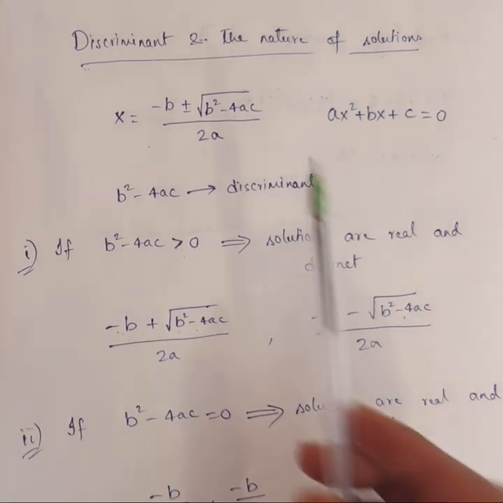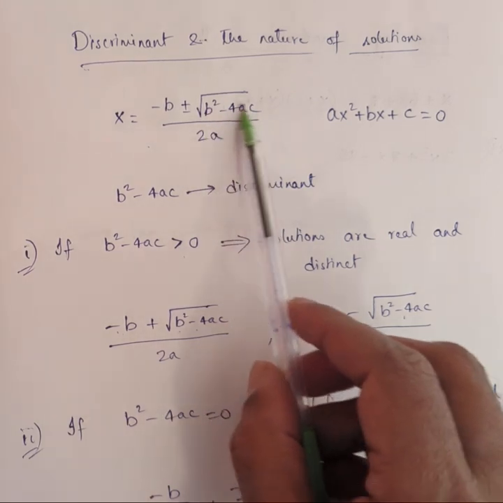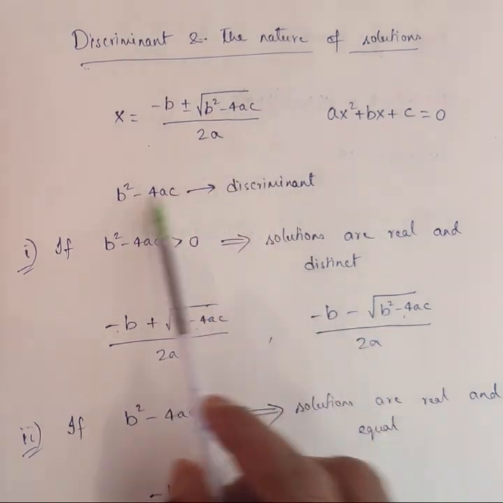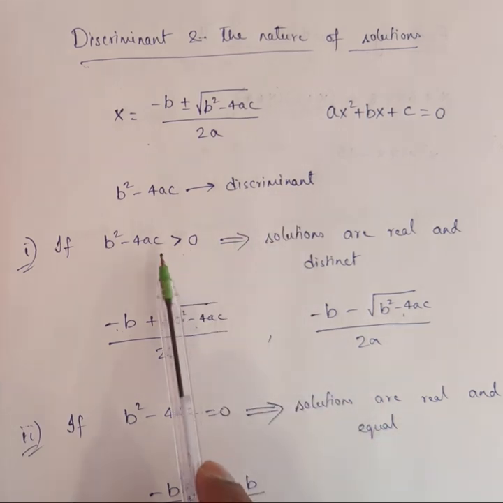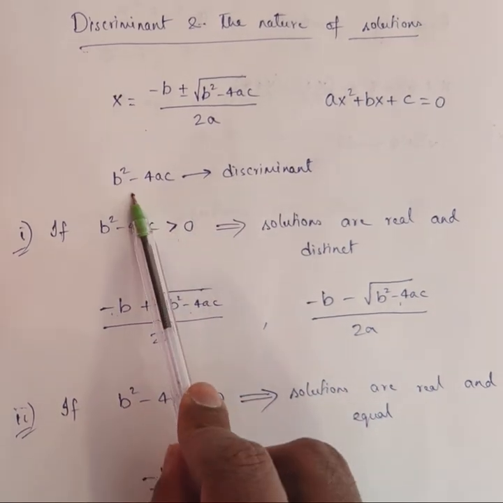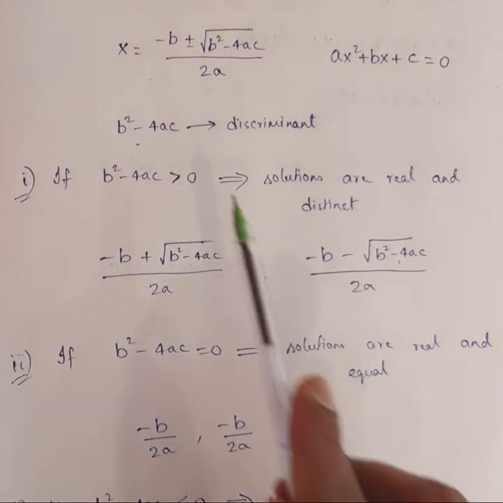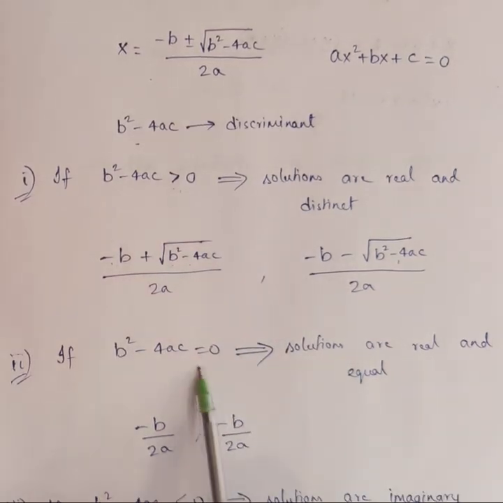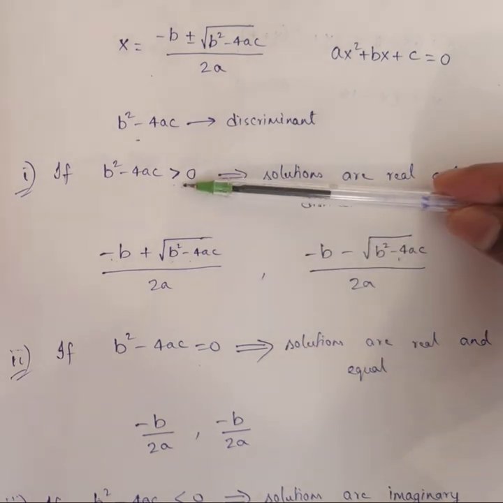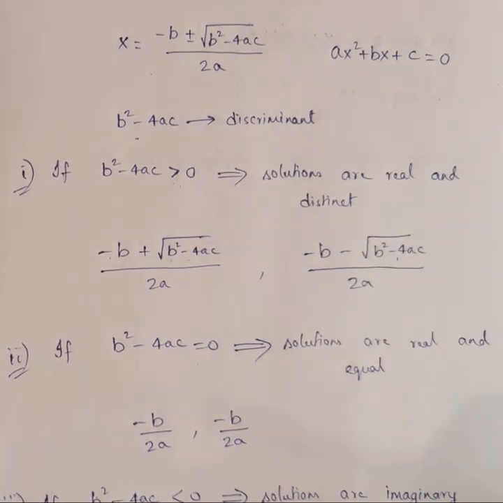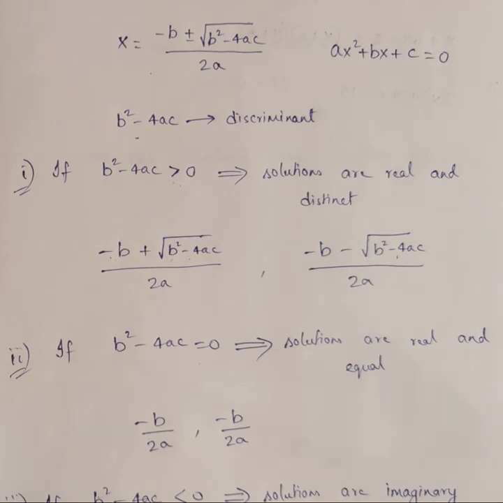So in that case, we looked at this quantity under the square root, and that's given a name, discriminant. And depending on what that discriminant happens to be, it could be one of three situations. Discriminant could be either positive, 0, or negative. And depending on each of those cases, you have different conclusions.